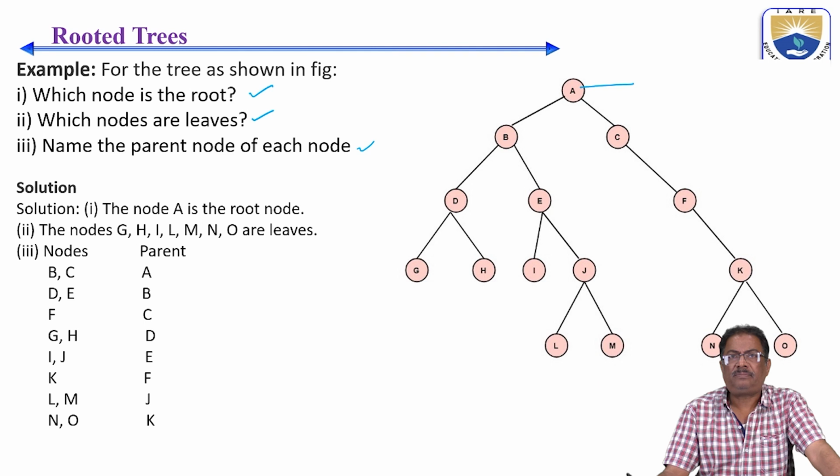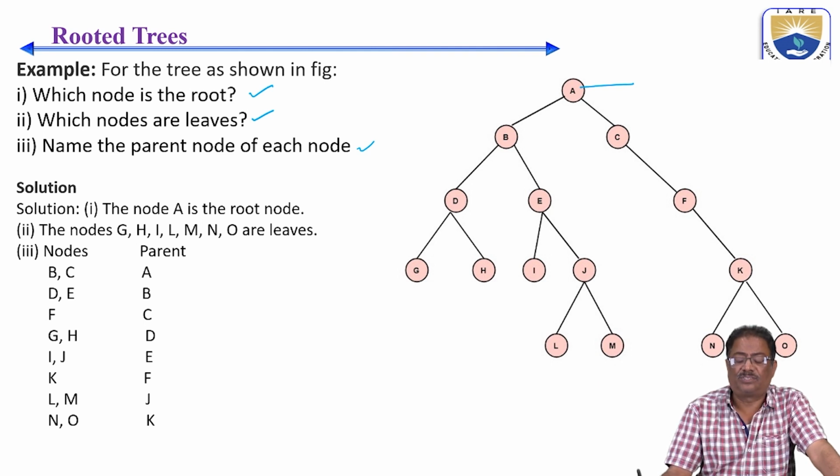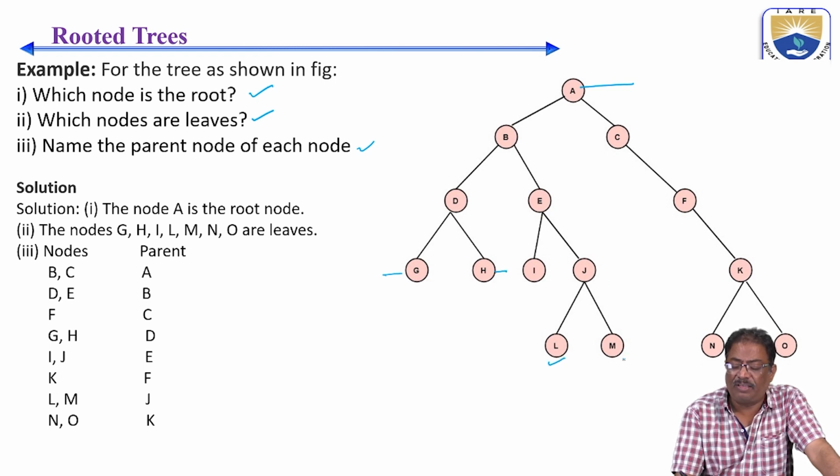Next, which nodes are leaves? Here this node is a leaf and this node is a leaf, and L is a leaf, M is a leaf, N and Q. These are our leaves.